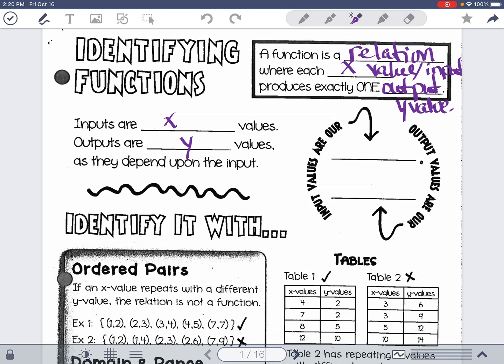Input values are our domain, and output values are our range. So a whole bunch of words here. Identify it with ordered pairs. So functions are a situation in math where the input that you pick produces one output.